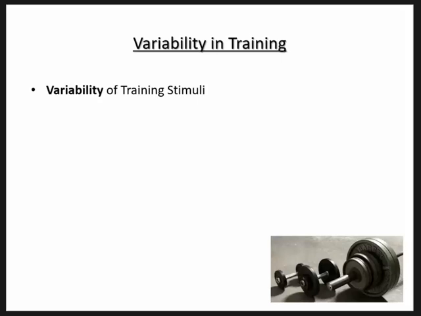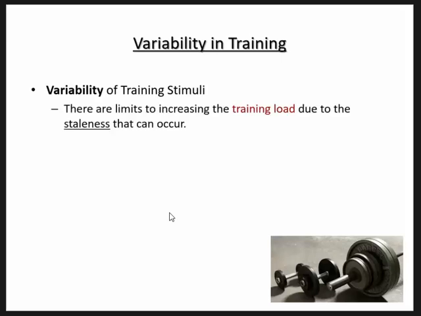So when we're training, one of the most obvious manipulations of the training stimuli is to increase the load. This would be progressive overload, like we've talked about. But there are limits to increasing the training load every single time due to the staleness that can occur. So what is staleness? Staleness is due to the recovery period needed before that training with the same load or greater load can occur again. So this kind of results in time constraints.